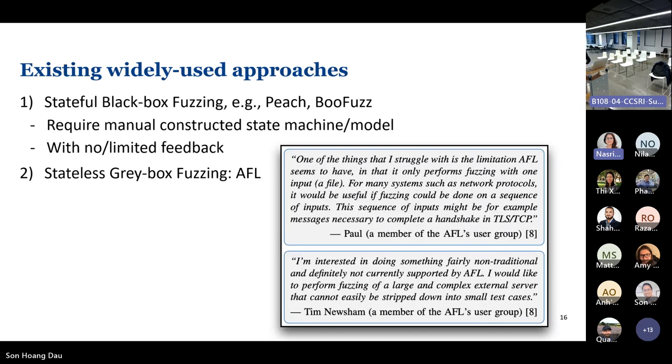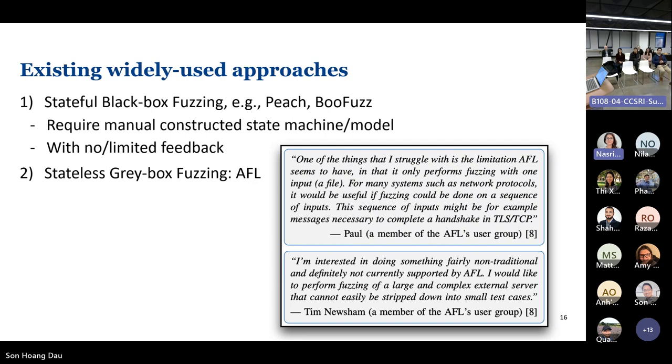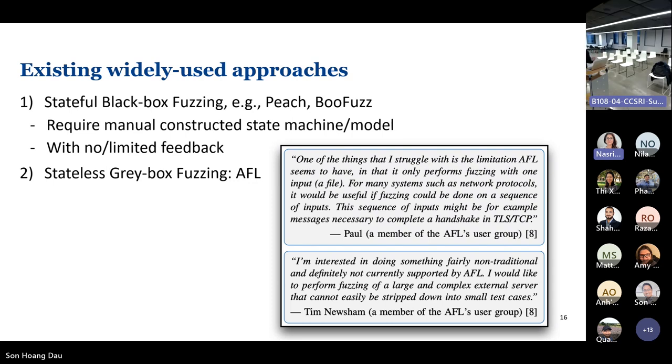In fact, this limitation was known to the whole developer community for AFL, one of the most famous fuzzing tools. One of the developers said that one of the things they struggle with is the limitation of AFL in that it only performs fuzzing with one input file, one single input. For many systems such as network protocols, it would be useful if fuzzing could be done on a sequence of inputs. Right? So they are aware of this.